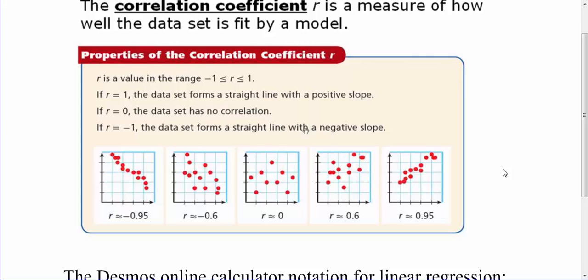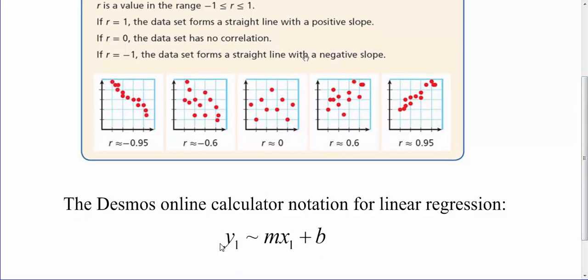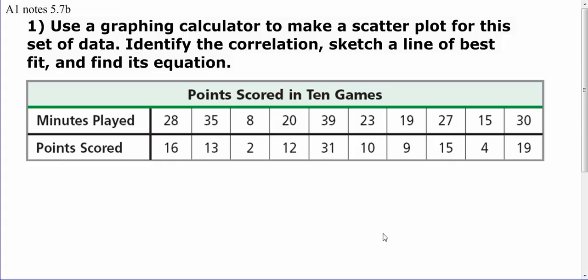Now these graphs in the middle of these five, especially the middle one, we can't use that data to get very accurate predictions of future results. So we don't really like R values like 0, 0.6, -0.6. Those are pretty mediocre. We'll talk more about R values in a minute. This little format you see down here, y sub 1, a tilde symbol, mx1 plus b, is what we can use on the Desmos online graphing calculator, and we'll take a look at that in a moment.